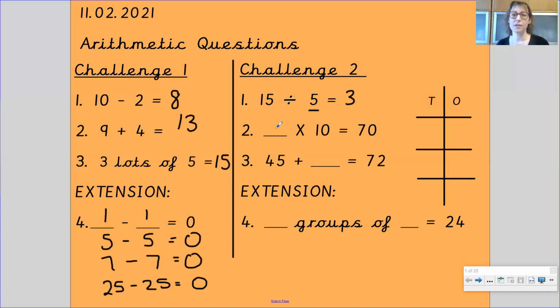Something times 10 equals 70. So again, I've got my answer 70 and I'm counting in 10s. So 10, 20, 30, 40, 50, 60, 70. So the answer is 7.